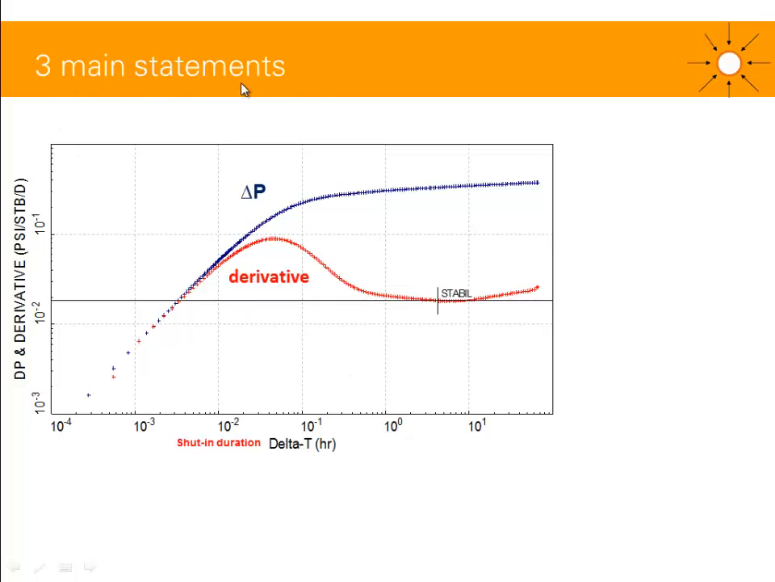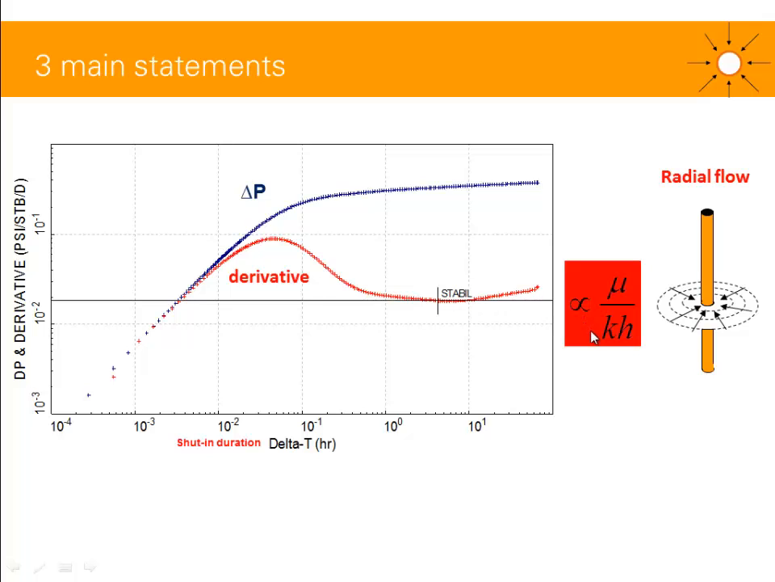And I've got three main statements for you. So the first main statement is a stabilization on your derivative plot could be indicative of radial flow regime. What is radial flow regime? This is a circular flow towards the well, and that is in the horizontal plane. The level of this stabilization is going to be inversely proportional to your mobility, kh over mu. K being the permeability in the horizontal plane, h your net reservoir thickness, and mu the fluid viscosity.